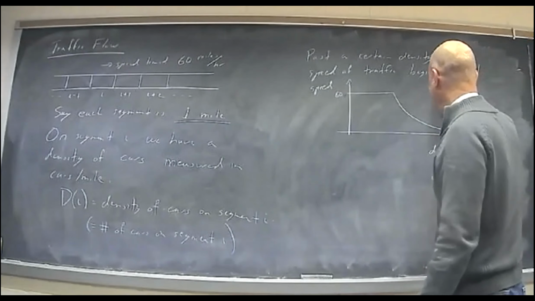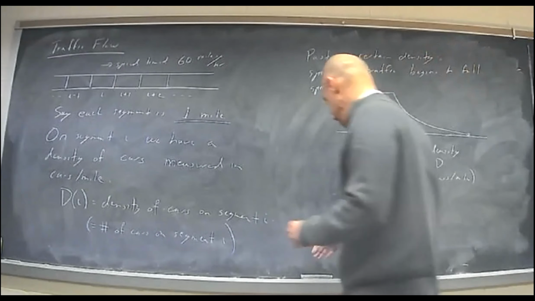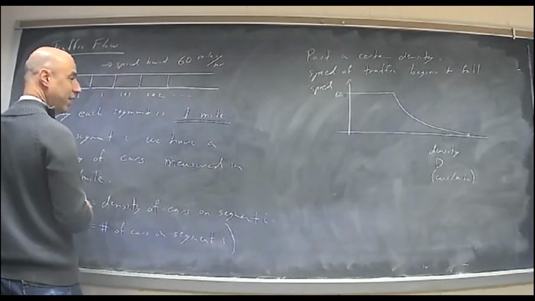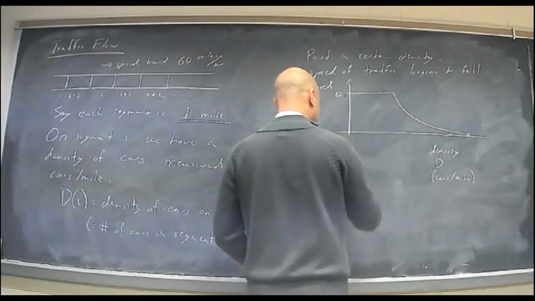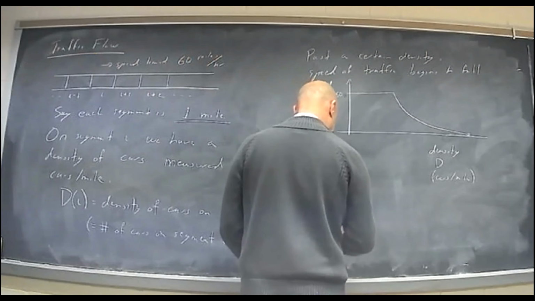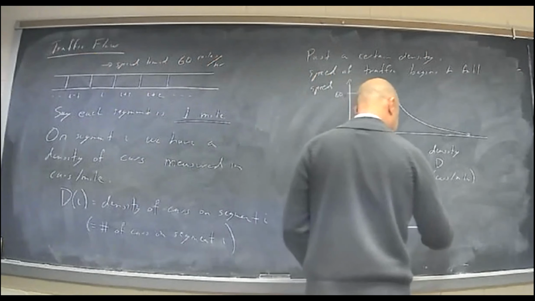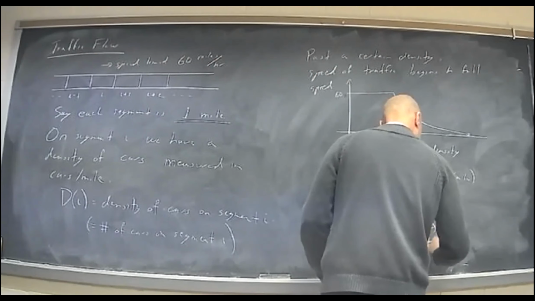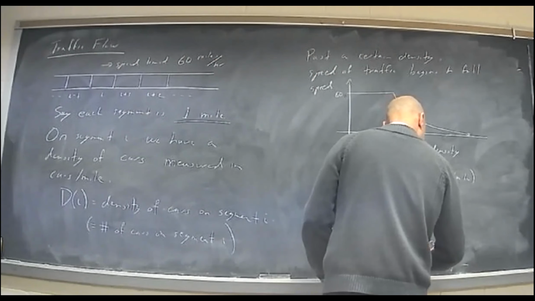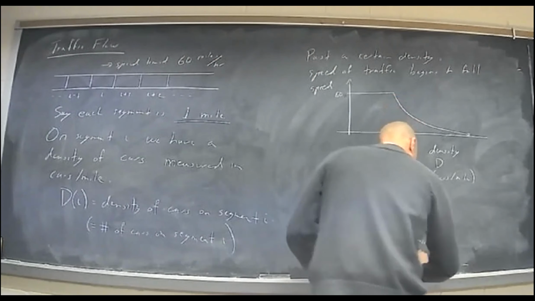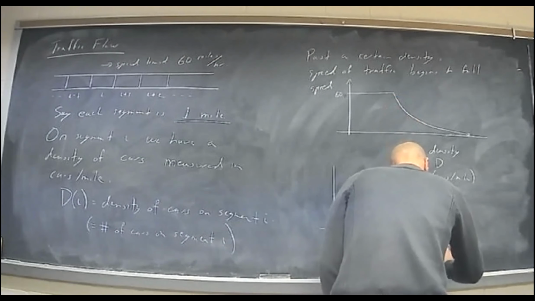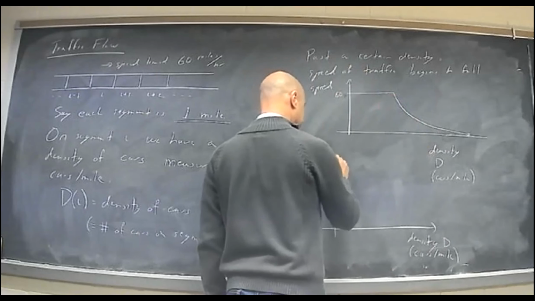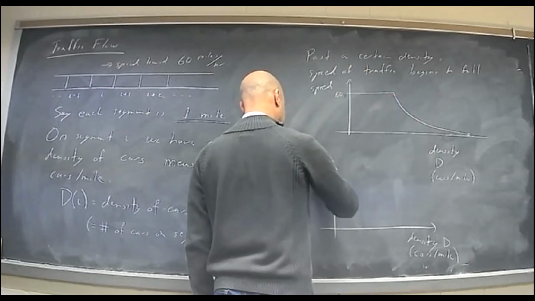We're going to use a slightly different model, and it's also going to be easier for us to work with. Instead of using this model, I'm going to use this model. So again, densities here. Density D in cars per mile. And this will be your speed again in miles per hour.